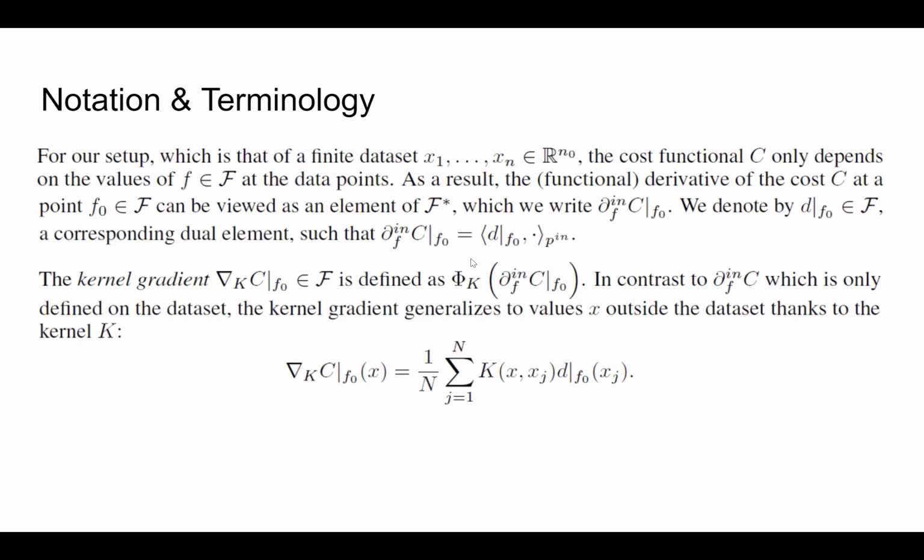So I think a good way to think about this is that if you take in the perturbation in F, which is also a function, which is also an element in the function space, this linear form will output a scalar, which indicates the change in C with respect to the perturbation in F. And then we can define the kernel gradient, which is not a scalar anymore, but a function, and it is defined as phi K over this expression of the functional derivative. And the specific formula is defined as below.